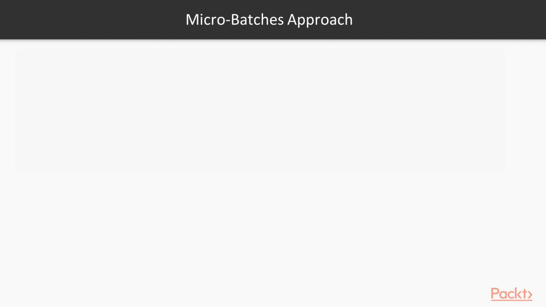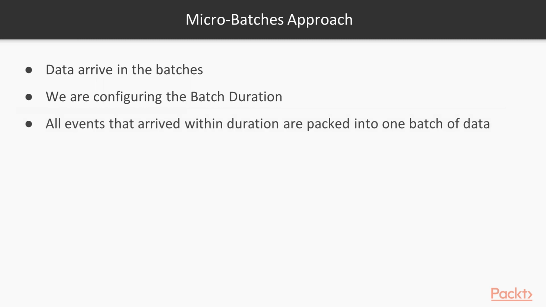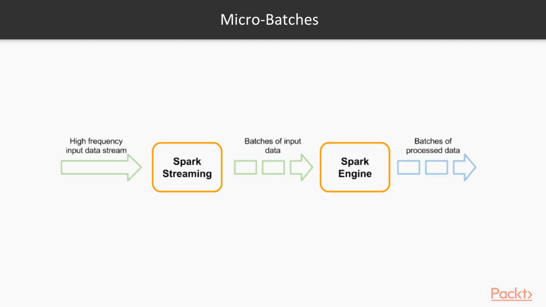And Spark Streaming employs a micro-batches approach. So data arrives in batches, and we are configuring the batch duration. All events that arrive within the duration are packed into one batch of data. So we will have some kind of high-frequency input data stream. This will be consumed by the Spark Streaming job and batched into multiple batches of input data. Then the Spark engine within our program is processing those micro batches and sending results further.